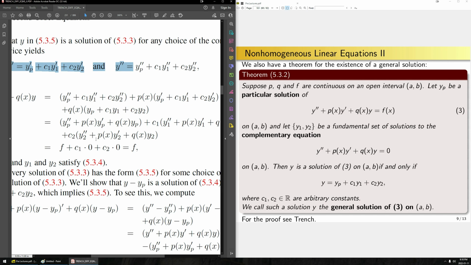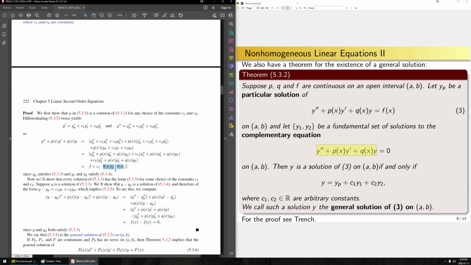So the key idea here is that since these are a fundamental set of solutions to this complementary equation, I can isolate bits where I have something that looks like the left-hand side of this equation here, with y1 replacing y and y2 replacing y respectively. And then when I get those terms, I just get 0 and it all cancels out. So that's where I get these zeros wiping out. So pretty straightforward, just do the algebra type proof.